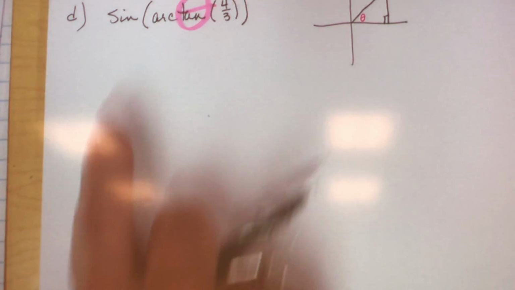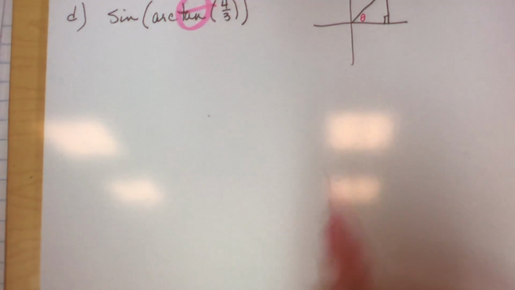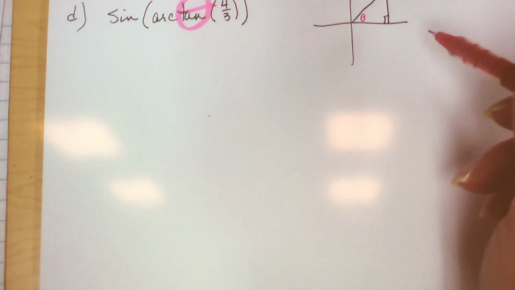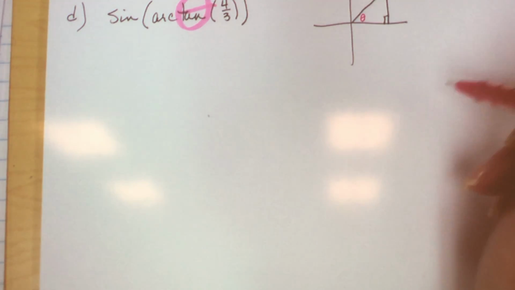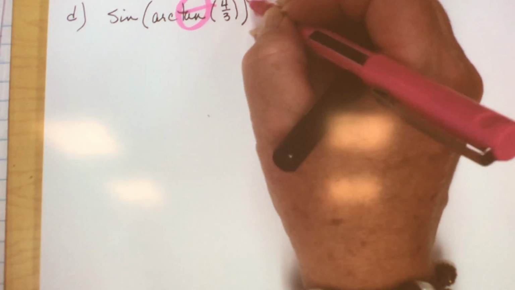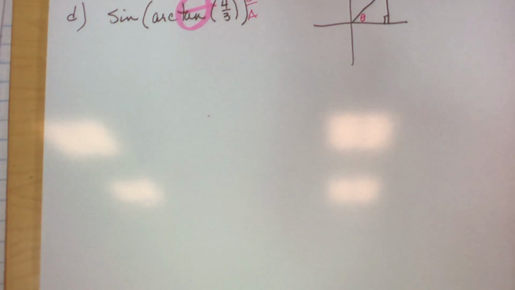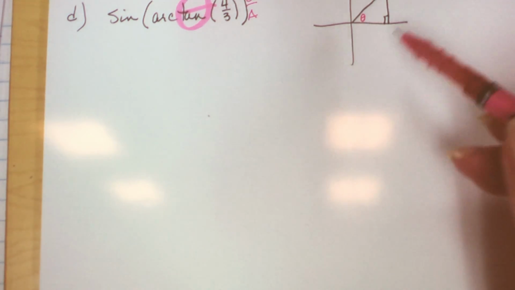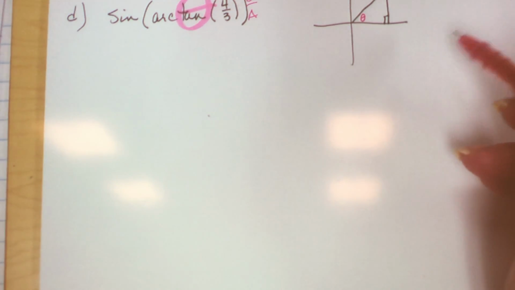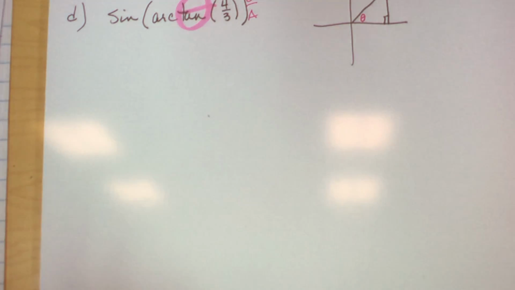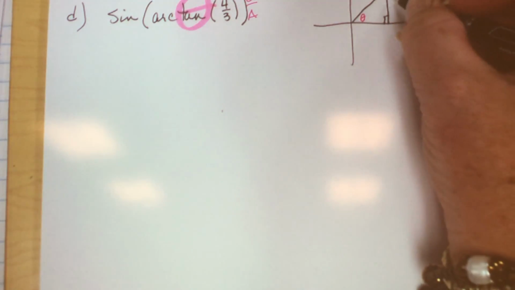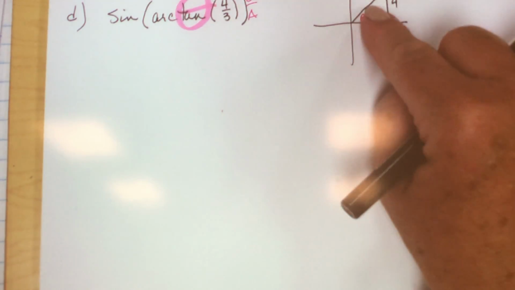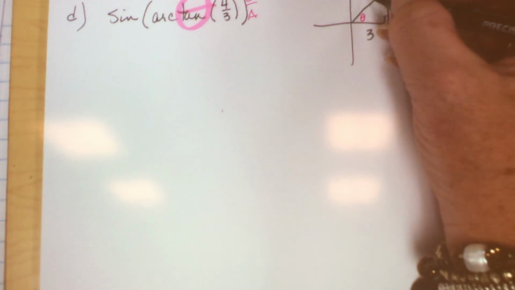And I know that his tangent, what is the definition of tangent in terms of sides of a triangle? Opposite over adjacent. You could say y over x and know that this is y and this is x, if your brain allows you to do that. Okay, so 4 is this side and 3 is this side. What's this side have to be? 5. That's a Pythagorean triple.